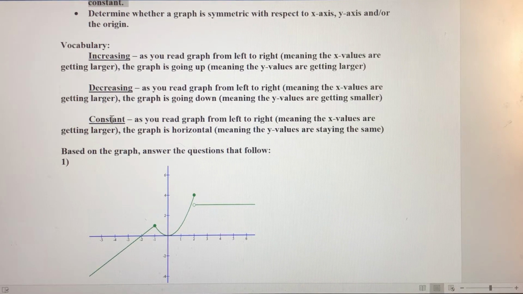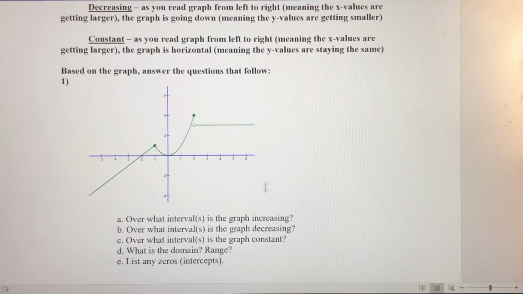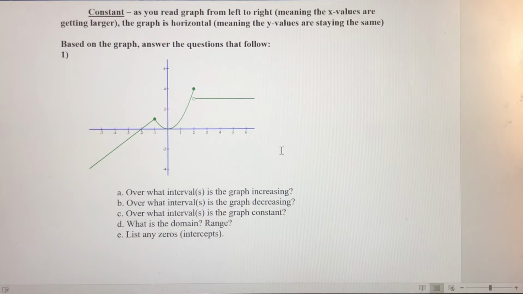And a function is said to be constant if, as you go from left to right, the y values stay the same. So that would be a horizontal piece. This function is said to be constant from 2 over here to the end of the graph. So let's answer those questions in a little more detail because we didn't go over all the intervals that are part of the function just yet.